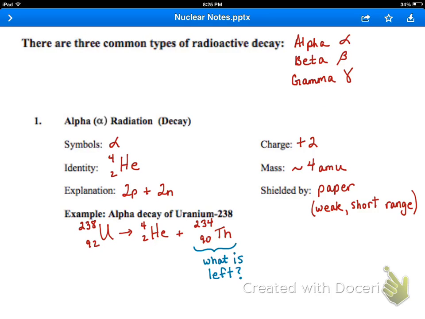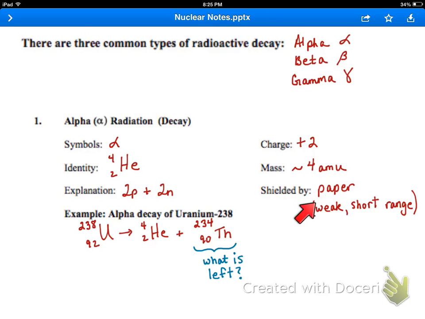So alpha radiation, or alpha decay, has the symbol, this little alpha symbol, which is a Greek symbol alpha, and it is made up of a helium atom with a 4 on the top, mass number of 4, and atomic number of 2, which is what makes it helium because it has an atomic number of 2. It's made up of 2 protons plus 2 neutrons. Because it has 2 protons, it's got a charge of plus 2, and because it has 2 plus 2, it has a mass of about 4 atomic mass units.